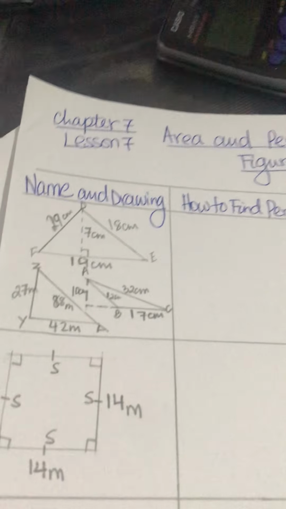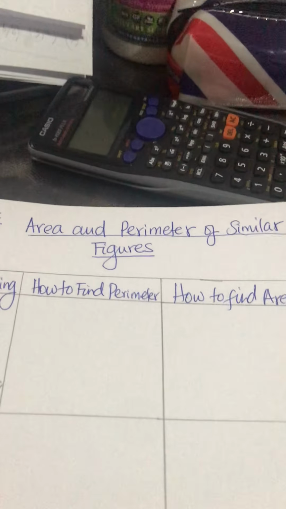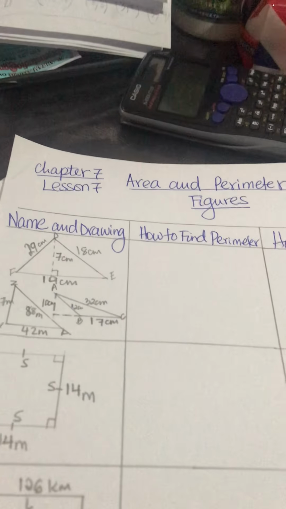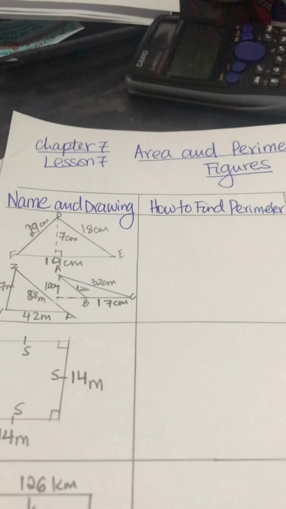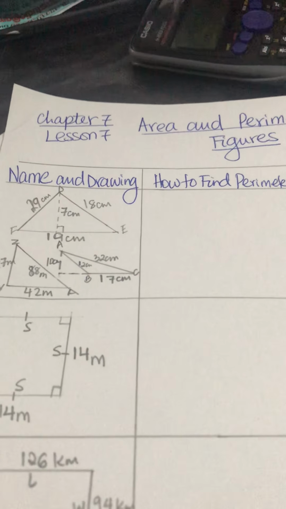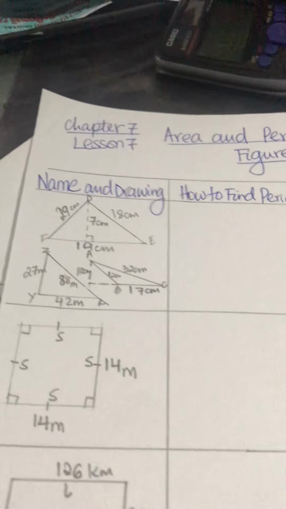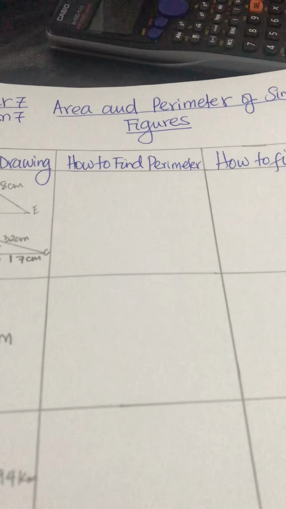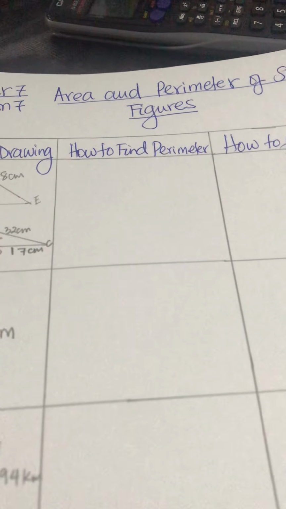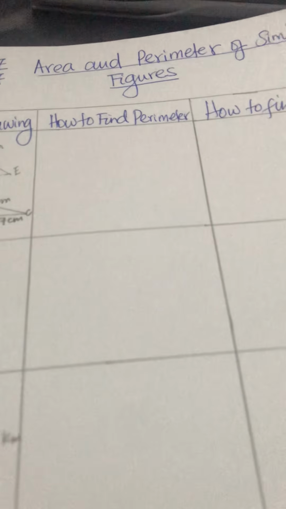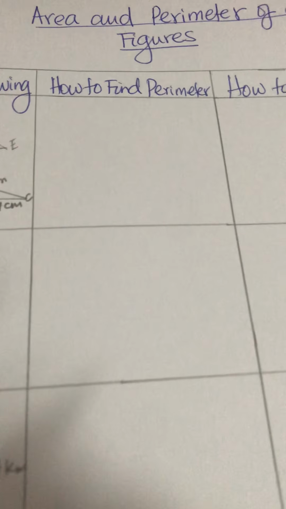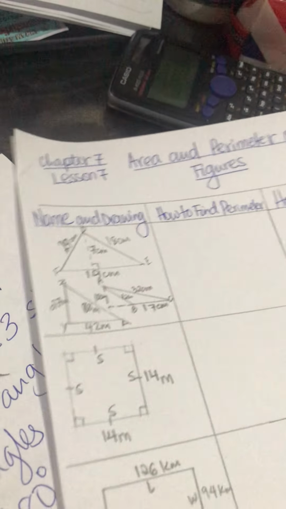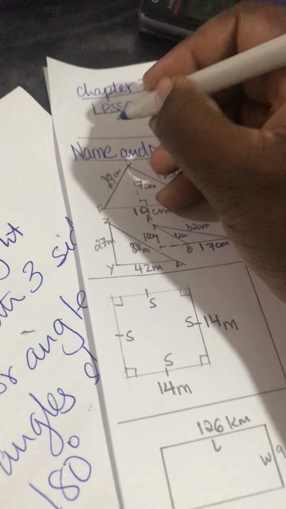Chapter 7, lesson 7. Area and perimeter of similar figures. So first we have to remind ourselves things we learned in grade 6, grade 5, grade 7. How do I find perimeter of a shape? How do I find area of a shape? Because sometimes the question will give you the area, sometimes you have to find the area, or you have to find the perimeter. So our first shape is the triangle, okay?